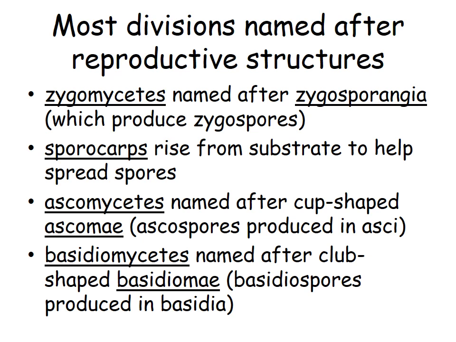So the ascoma and ascus are different things. So the ascoma is a structure that houses asci, and the asci are structures that produce the spores through, you guessed it, meiosis. Now the basidiomycetes, they are named after basidiomata.